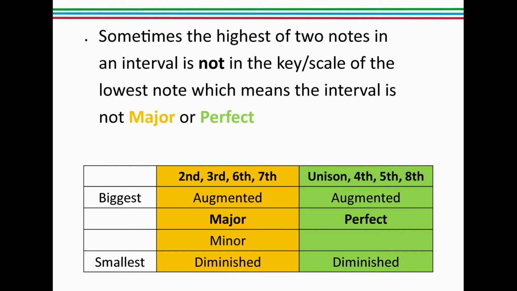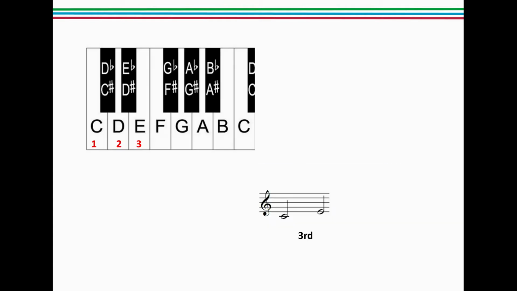What we're going to learn about in this video is that sometimes the highest of the two notes in an interval is not in the key or the scale of the lowest note. That means that the interval is not major or perfect. We'll have a look in a minute about what some of these words mean, but you can see in the table we've got some extra words there like augmented and minor and diminished, and also we're going to have awareness about the difference between intervals that would normally be perfect or normally major, because you can see in the green column there's no minor for intervals that were perfect. We'll explain a little bit more about that in a minute.